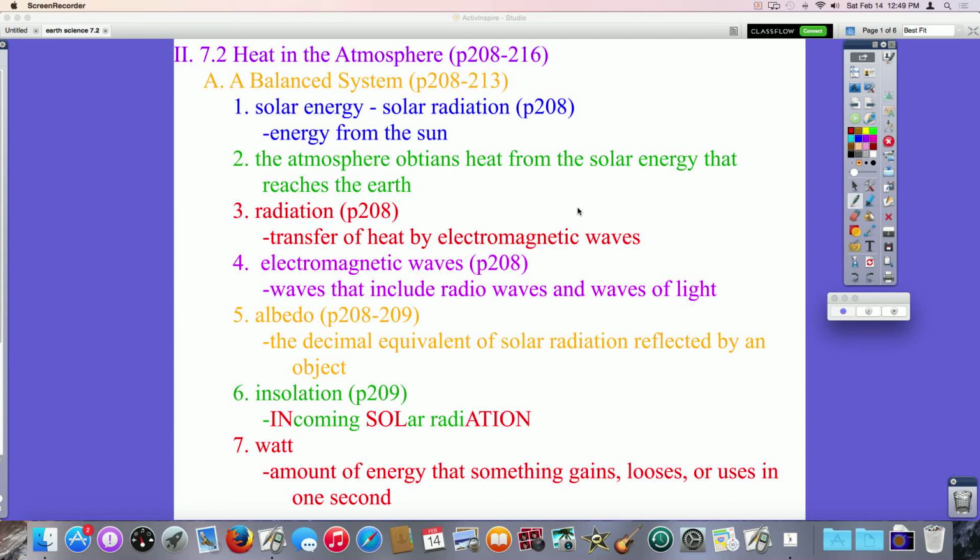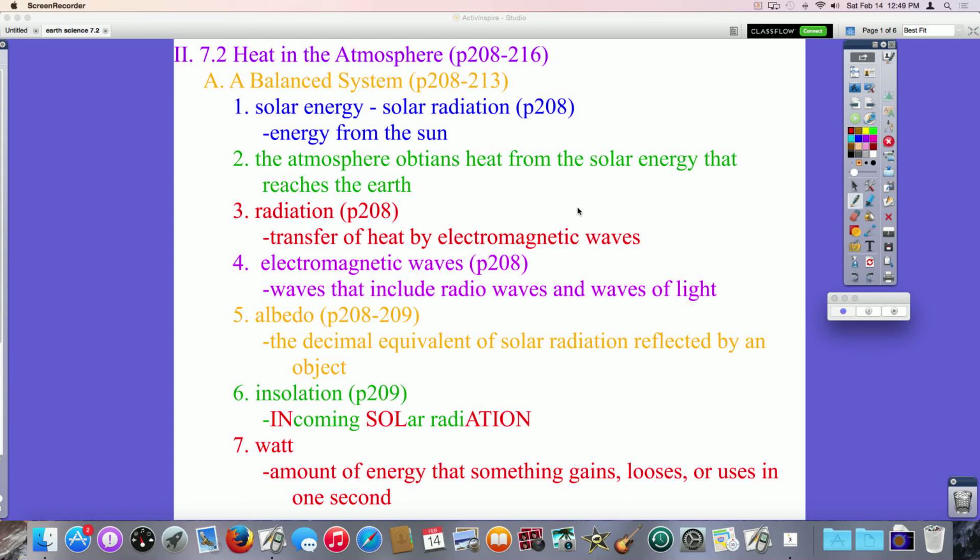Well, that's mostly in the form of solar energy or solar radiation. Two names, same thing. This is energy from the sun. Yes, there are geothermal energies and such, but those are such a small percentage when compared to the amount we get from the sun. The atmosphere obtains heat from the solar energy that reaches the Earth, and this is what drives our weather. We get this heat in the form of radiation.